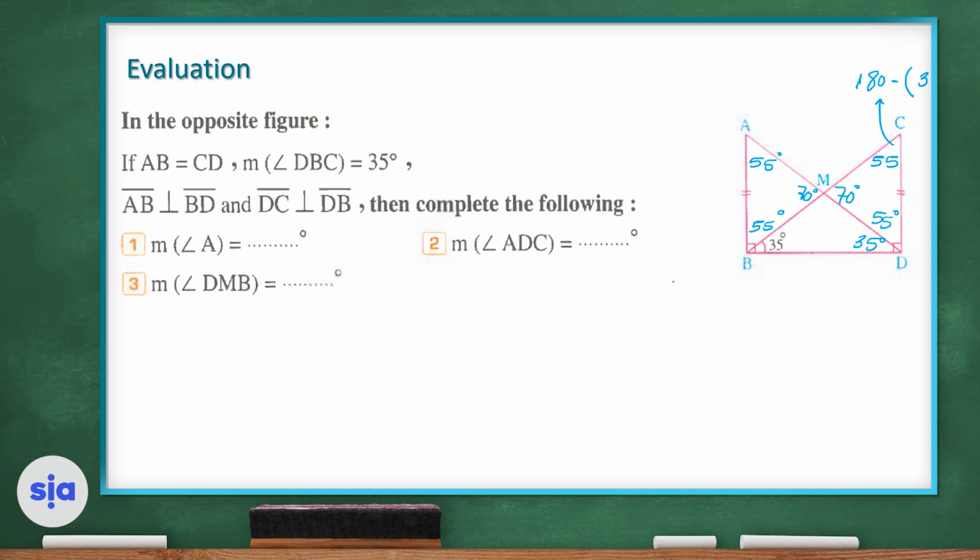Let's now try to find what's required. The measure of angle A, as we got it, 55 degrees, where the measure of angle ADC is 55 degrees as well, and the measure of angle DMB is 70 degrees.